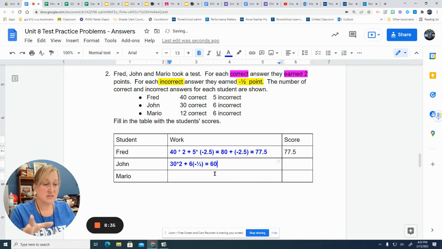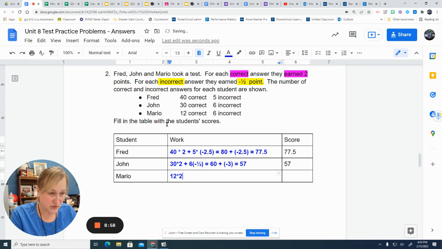And then 6 times 1/2. 1/2 of 6 is 3. But it's a -3. So plus -3. And then I can do that math. That's 60 minus 3, which is 57. So our answer to that one is 57. His score is 57.